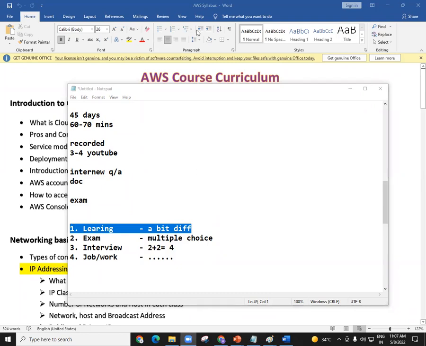Not only AWS, my friend, if you're learning anything, like suppose if tomorrow I started learning Python, it will not be easy for me to learn Python. I know that for sure. But there are many Python programmers who can make any program. But remember, when they started, at some point, it was not easy for them also.